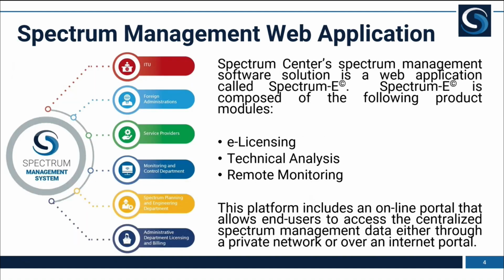Our web application is known as Spectrum E. Spectrum E is composed of three principal modules: e-licensing, technical analysis, and remote monitoring. Today's session will focus on a particular feature of the technical analysis module. This platform includes an online portal that allows end users to access centralized spectrum management data either through a private network or over an internet portal.